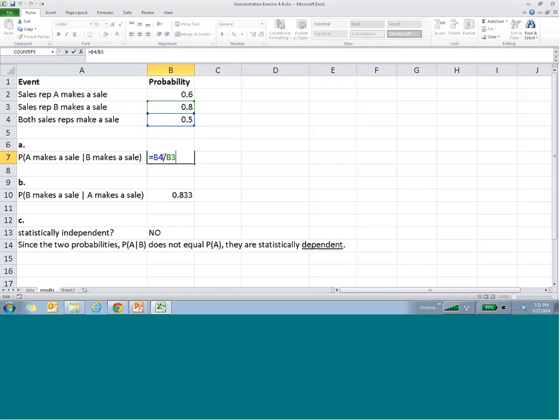The formula is given on page 123. The conditional equals the joint probability over the simple probability. So again, this is a conditional probability where we're saying, what is the probability that A makes a sale given the condition that B has already made a sale? So I've got the joint probability in cell B4. For the Excel users, I put in equals B4 into this formula, so it's pointing at this cell right there. That's my joint probability, 50%, divided by B3, which takes me to this cell, the 0.8. So 0.5 divided by 0.8 is the probability that A will make the sale, given that B has made a sale.